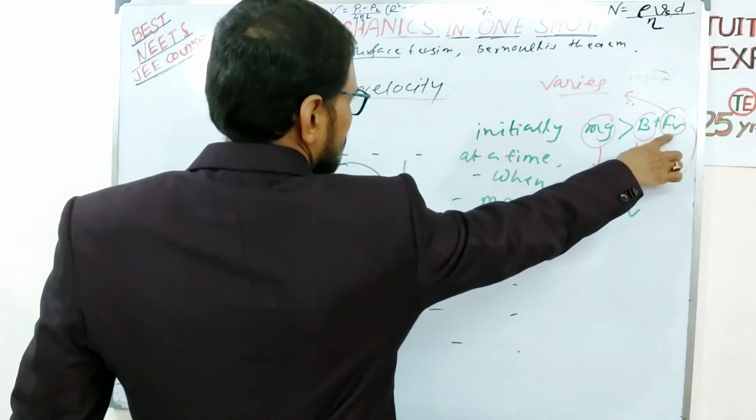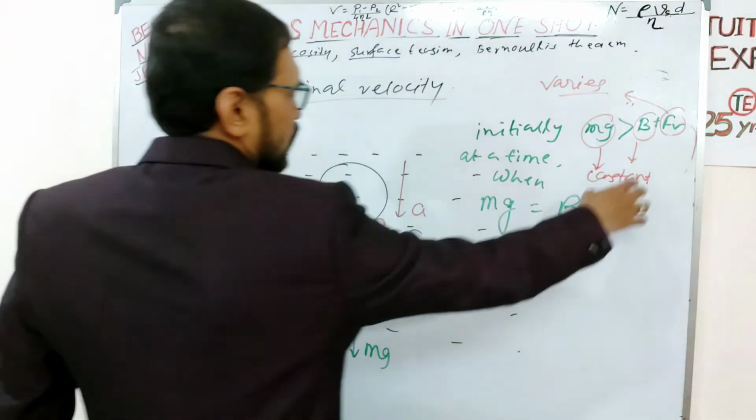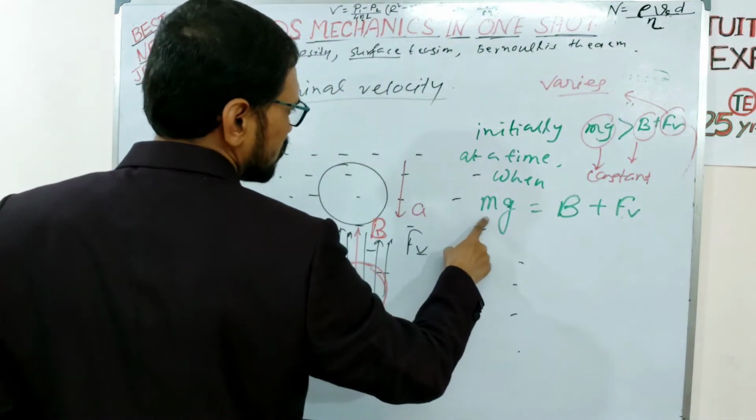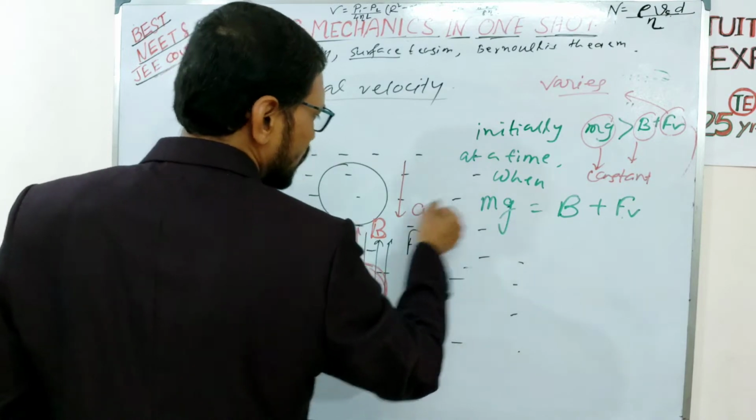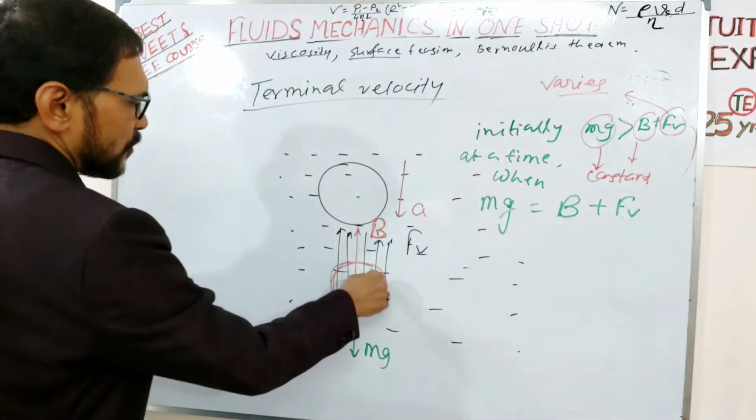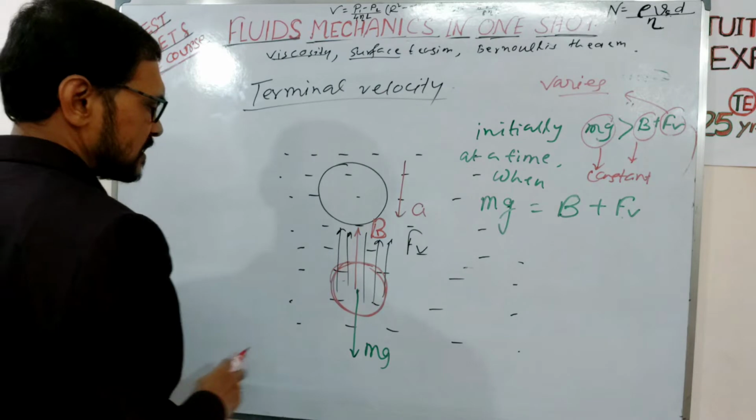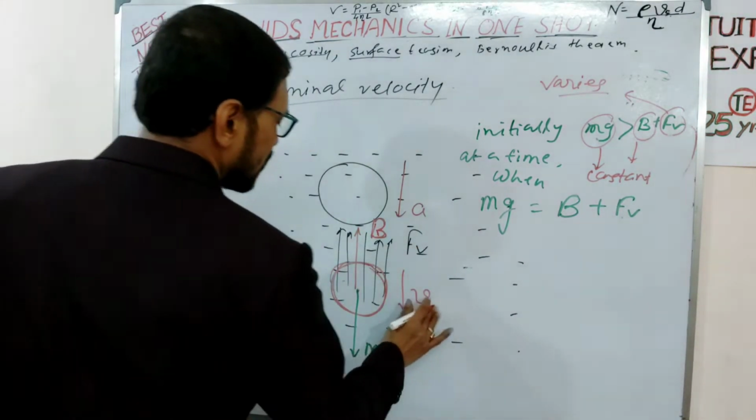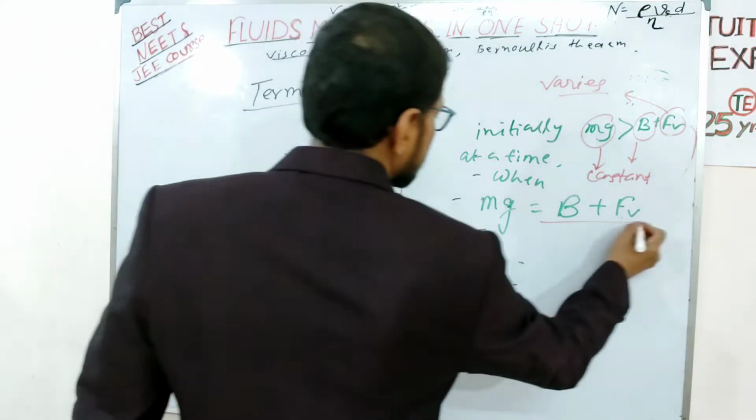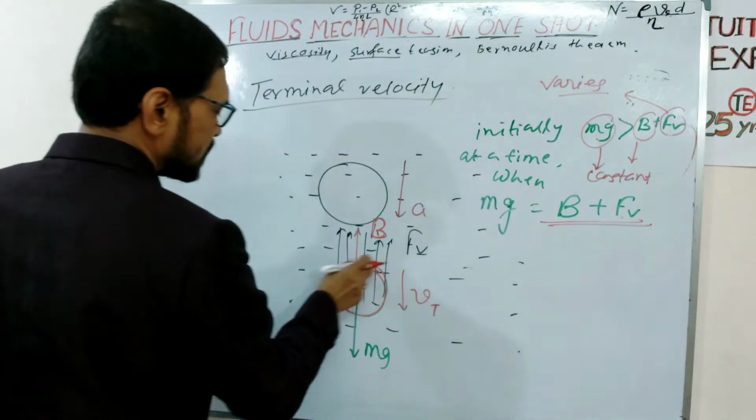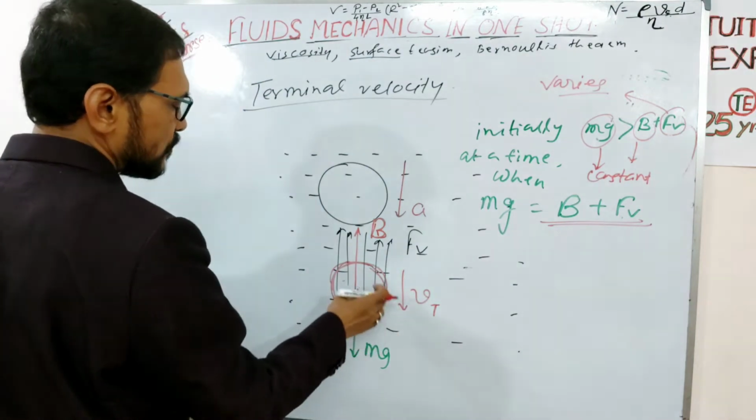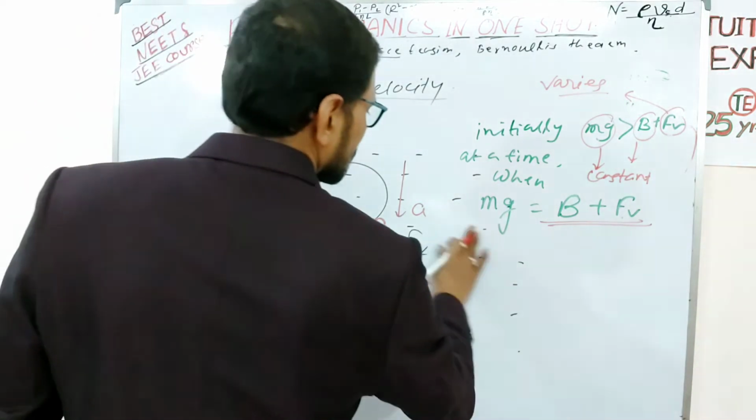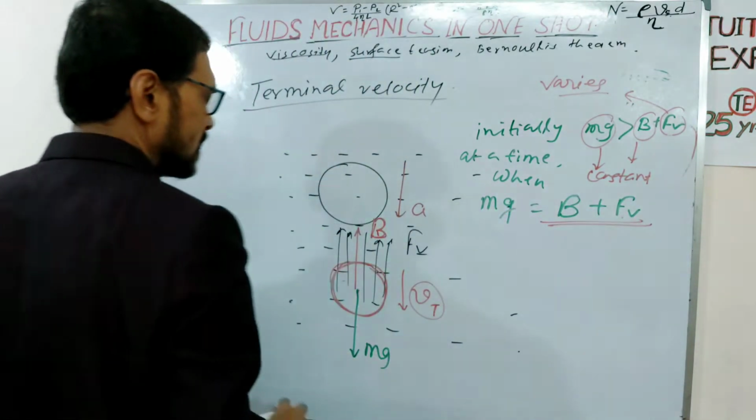Now the viscous force gradually increases as velocity increases. When B plus the viscous force is equal to the weight, then the body has gained a terminal velocity. The spherical ball attained a constant velocity, which is called terminal velocity. When B plus the viscous force is equal to mg, the spherical ball attains a constant velocity, which is called terminal velocity. So for terminal velocity we equate this equation.